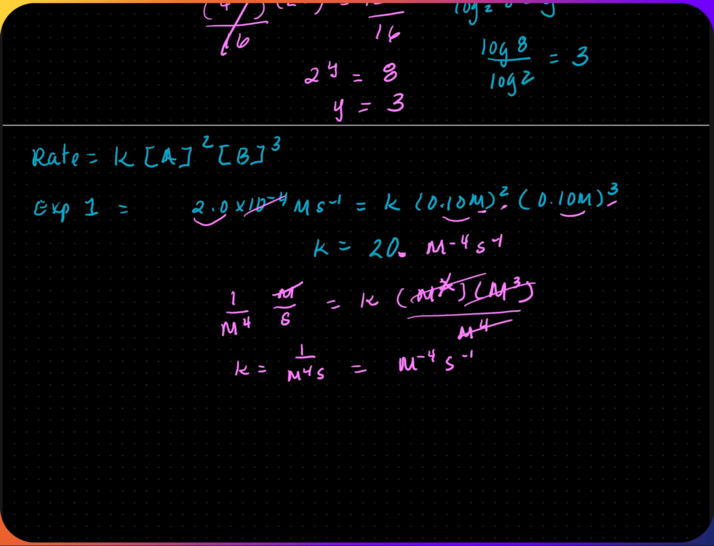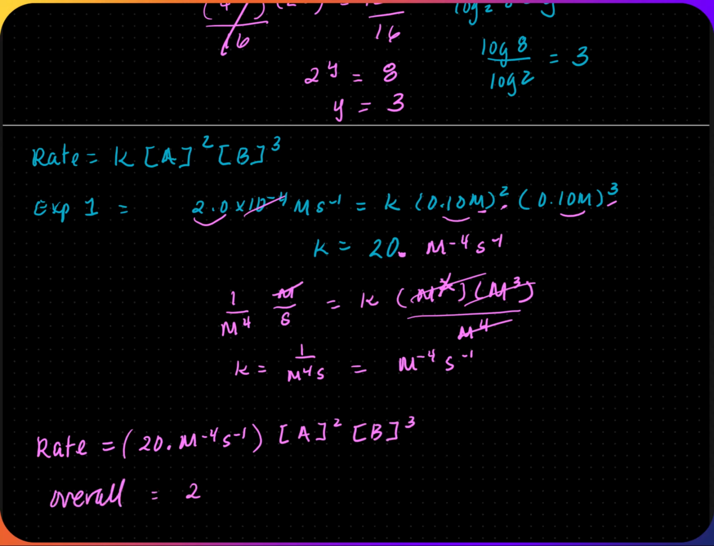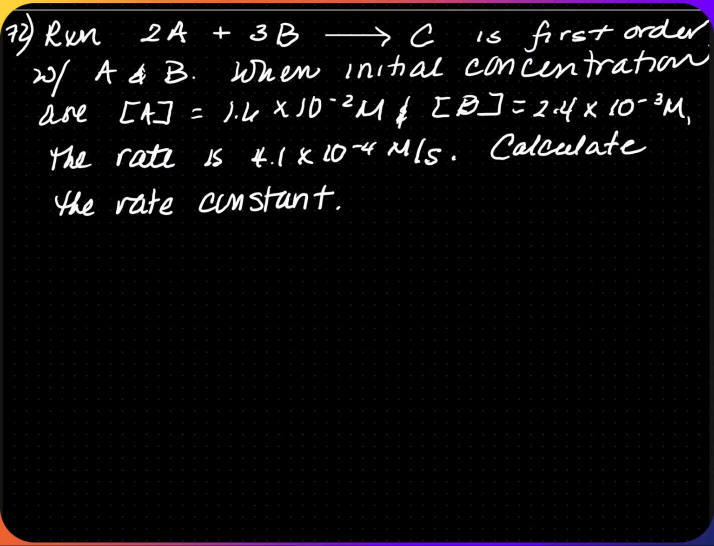So if I rewrite my equation, rate is equal to K, which is 20 decimal, molar to the -4, seconds to the -1st. This is A to the 2nd, B to the 3rd. The overall reaction order is going to be equal to 2 plus 3, so this is a 5th order. Pause the video, try this problem on your own, and then check your answer.